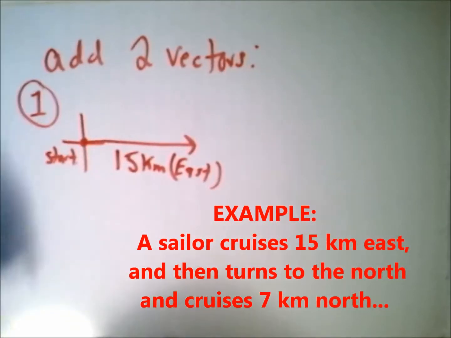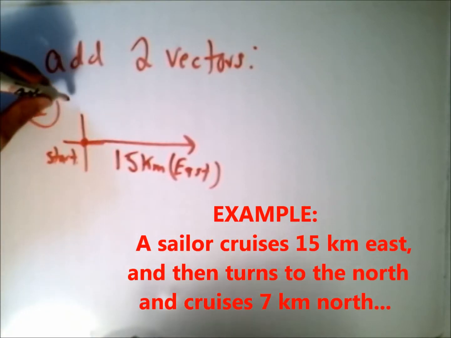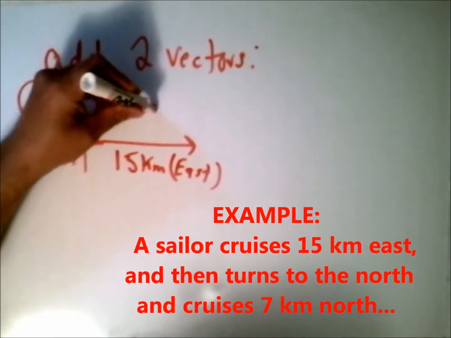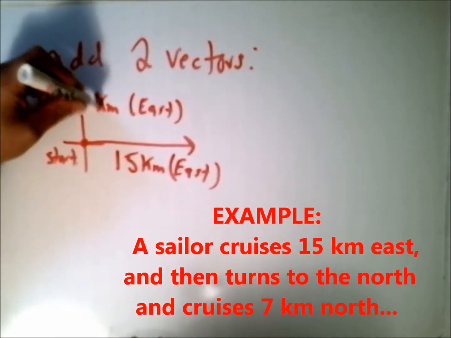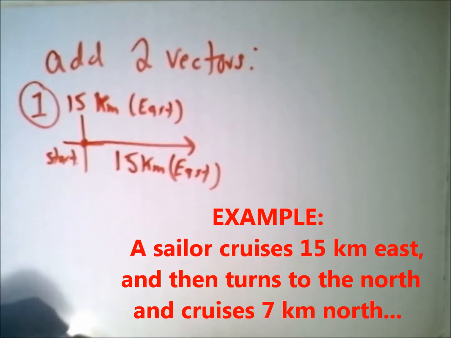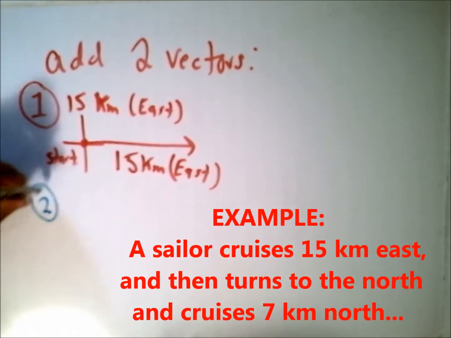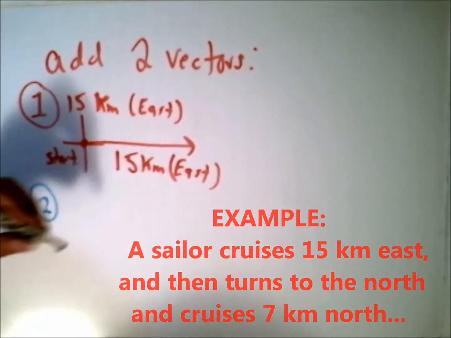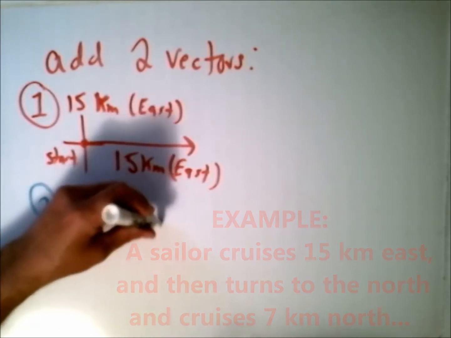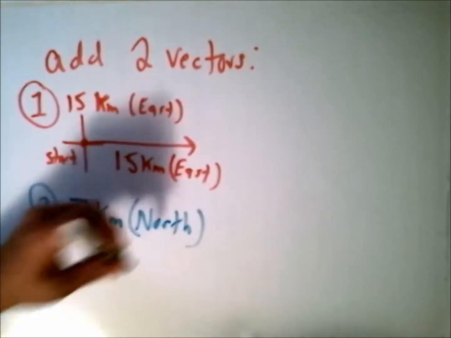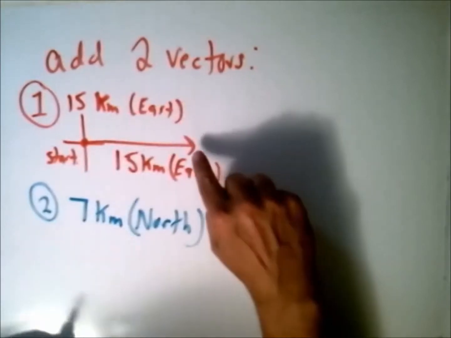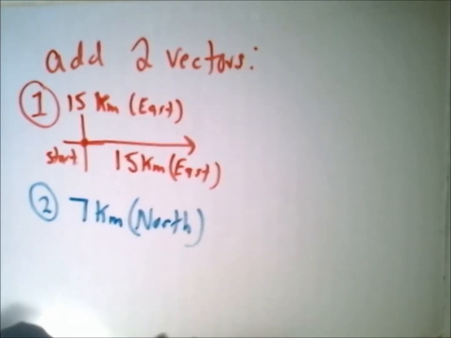Okay. So I don't know why I drew that picture. I should have just written it here. 15 kilometers east. Okay. And then say, the next thing they want to do is they're going to turn that boat a little bit, and then they're going to sail or cruise 7 kilometers north. Okay. So in that case, when they get here, they would start to go towards the north a little bit.